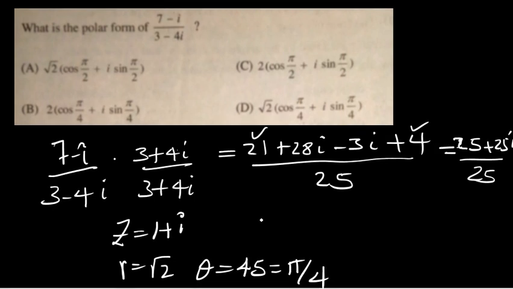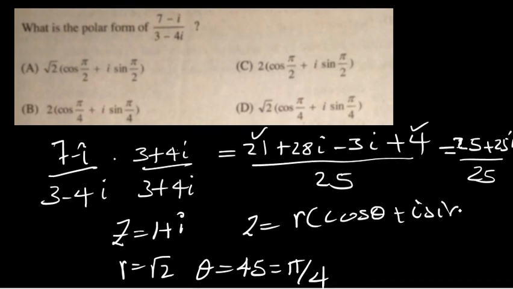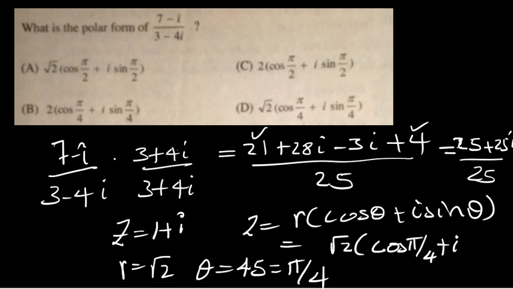So the polar form, the z, we can write it as r in brackets cos theta plus i sin theta. Therefore, r is radical 2 already, and the cosine of pi over 4 plus i sine pi over 4. So the answer will be this one, and it's found in choice D. Very good. Let's continue to the next question.